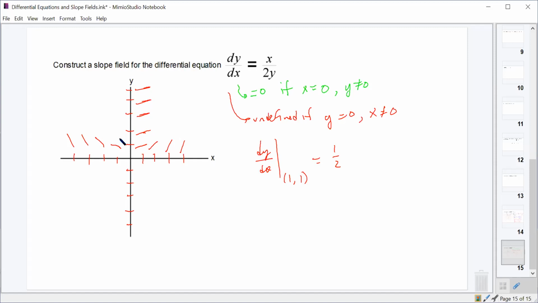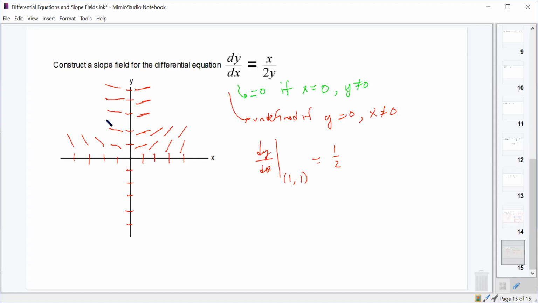Same thing's going to happen over here, right? These are all going to be very shallow slopes. And the same thing is going to happen as we move out. So these will just continue to get larger. So at 2, 2, we should go to about a half. And then it should get a little bit bigger, right? At 3, 2, it should be 3/4, almost to 1, and then at 1.